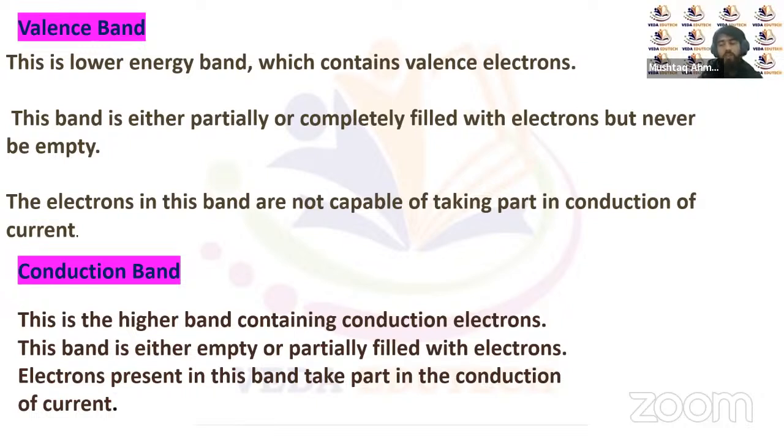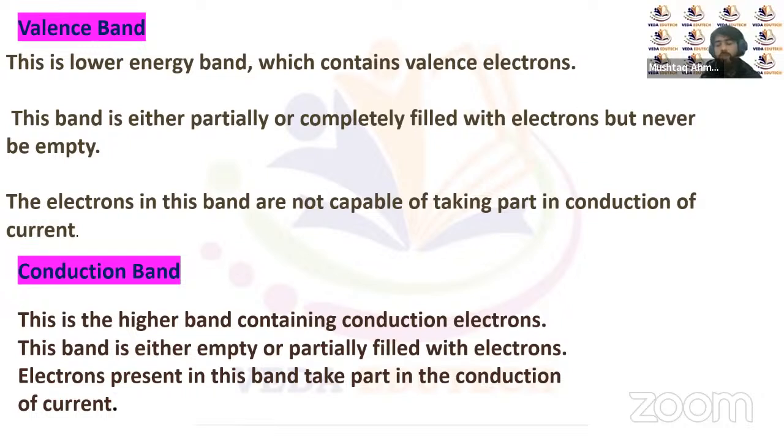Now, the second band formed because of the interaction of the valence electrons is what we call the conduction band. This is a higher energy band. The electrons present in this conduction band we call conducting electrons or conduction electrons. This band can be empty or partially filled, and the electrons of this band take part in the conduction of electricity, or the conduction of current.